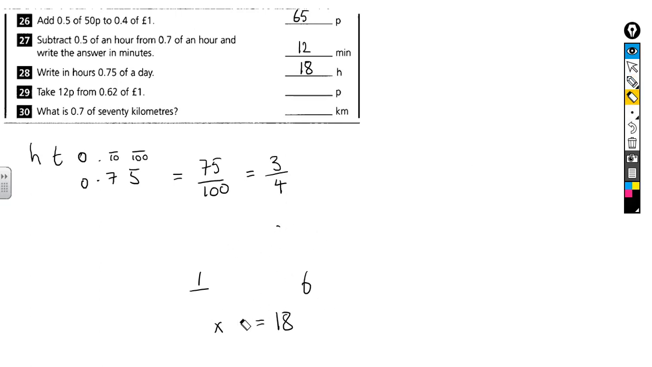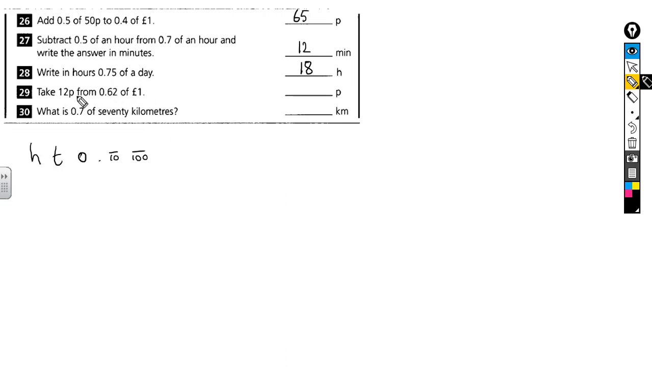Let's have a look at the next question. The next question says, take 12p from 0.62 of £1. Having done the question up here, I'm hoping this one might seem a little bit easier now. Let's do this. 0.62 of £1 means 6/10 of a pound plus 2/100ths of a pound, otherwise known as 62/100ths of a pound.